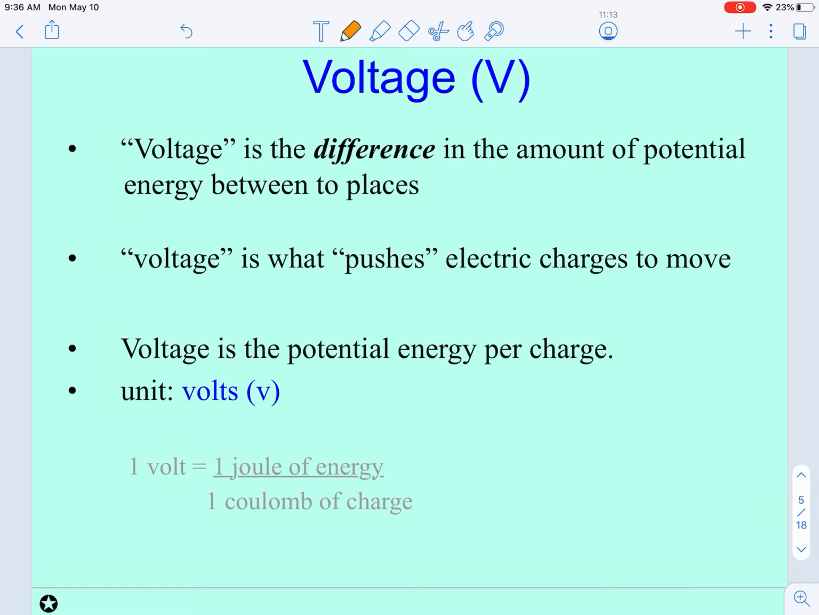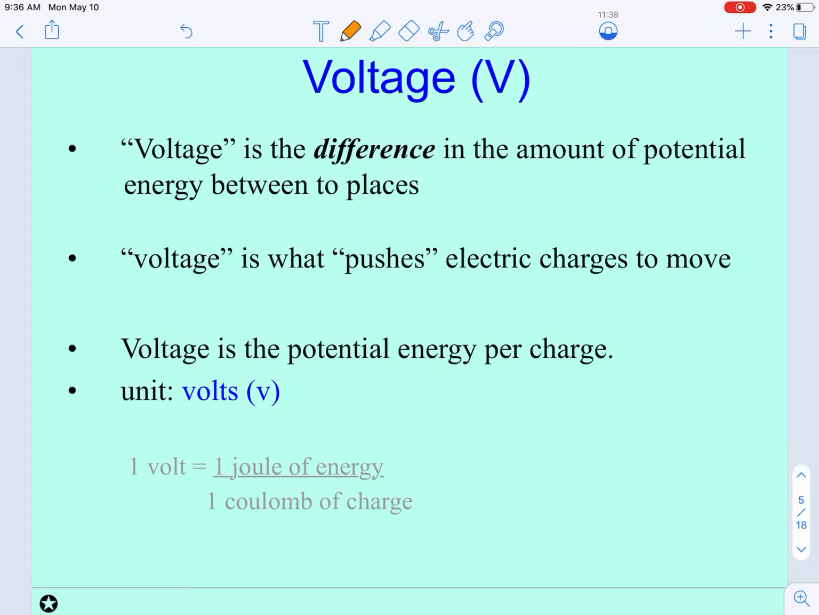So voltage is going to be a capital V in our formulas. The unit for voltage is measured in volts, so that should be pretty easy to remember, also represented with a V. So what is a volt? You probably have not heard of volts before, do not understand what that means. Again, this is a ratio of energy per charge. So 1 volt is going to be a joule per coulomb.